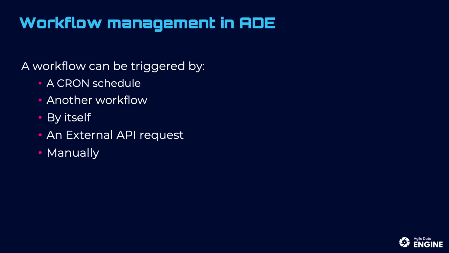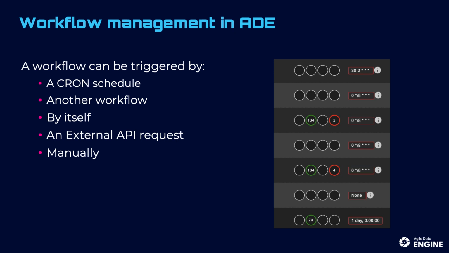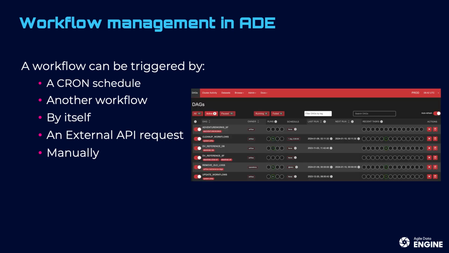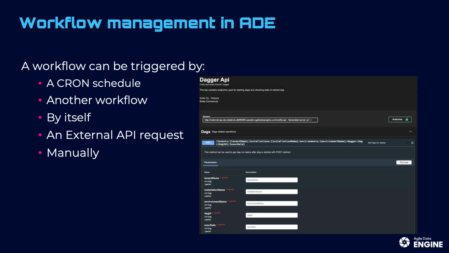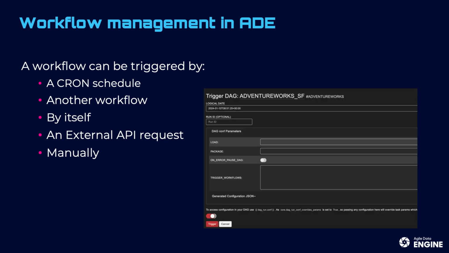In ADE, workflows can be initiated in several ways, offering flexibility in their execution. Usually, they're scheduled using cron expressions. When workflows have interdependencies, they can trigger upon the completion of their dependent workflows. Additionally, a workflow can be executed by itself. Integration with external tools allows running or checking workflow status via API calls. For development, testing, or fixing production runs, data loads can be manually triggered, offering convenience in these scenarios.